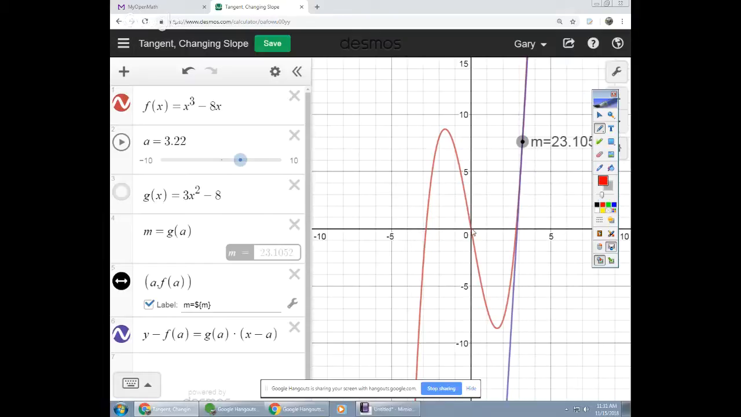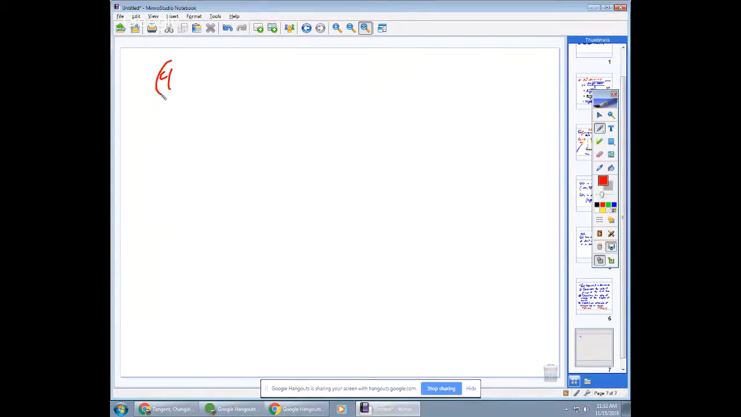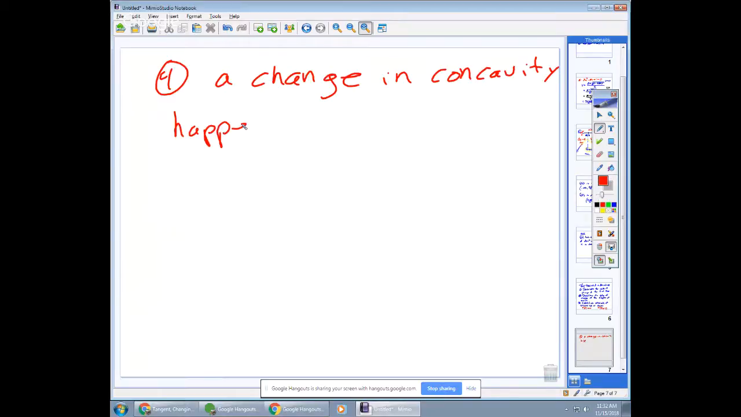And there's this very special point right in between the change in concavity. Did anyone read ahead and see what that special point is called? Inflection. It's called an inflection point. Okay, and inflection points are important for a variety of reasons, which I'll get to in just a minute. All right, so we've got 3 important features of the second derivative. Another important feature, let's call this feature number 4, is that a change in concavity happens at what's called an inflection point.